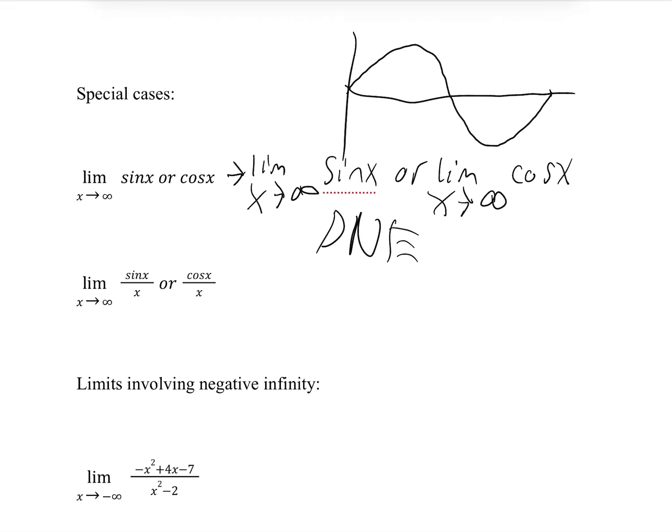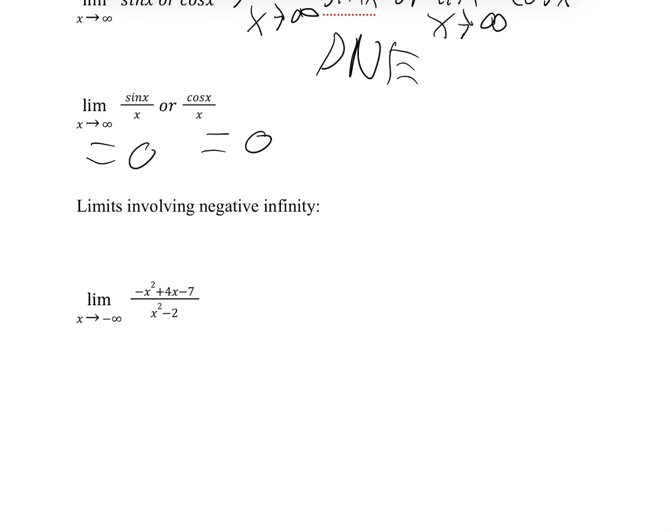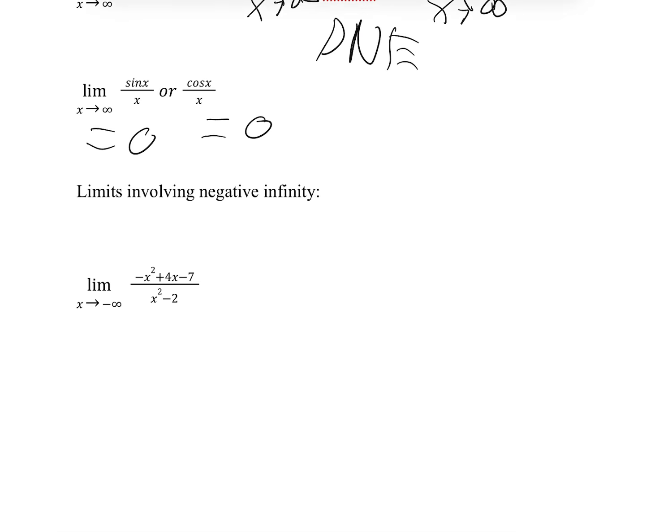Now, if we look at the next problem, what if we divide them by x? We said the top limits, sine and cosine, don't exist, but the bottom limit does, the limit as x goes to infinity of x. If x goes to infinity, you're going to have sine of x over infinity, and something over infinity is 0. So both of these are equal to 0. Even though the trig limit doesn't exist, the bottom limit does, and it goes to infinity. And since anything between -1 and 1 divided by infinity is 0, those limits are 0.